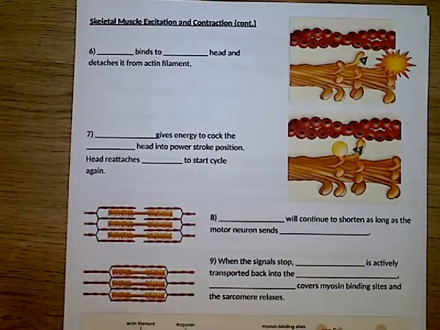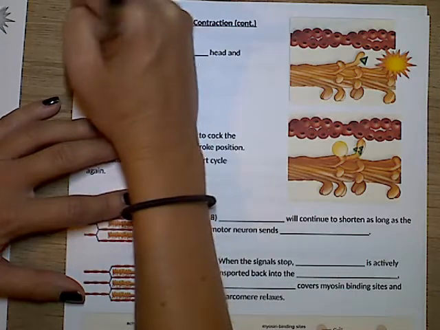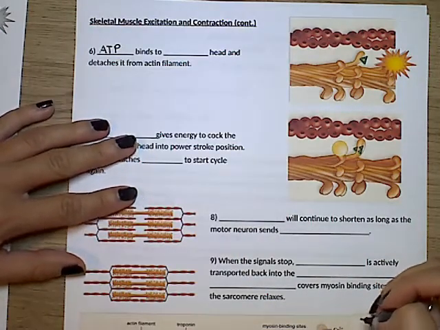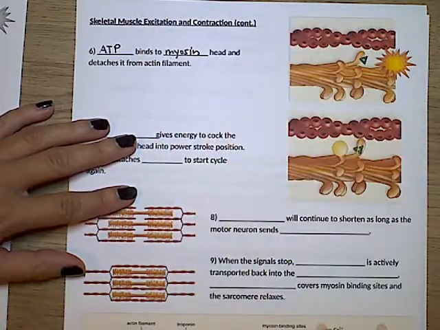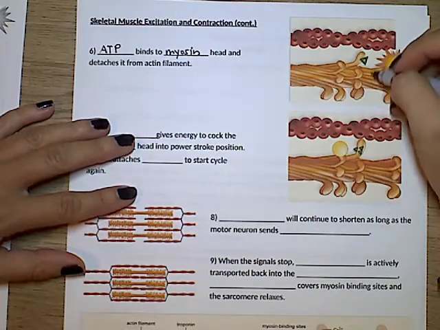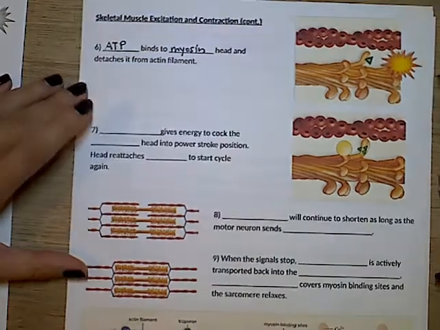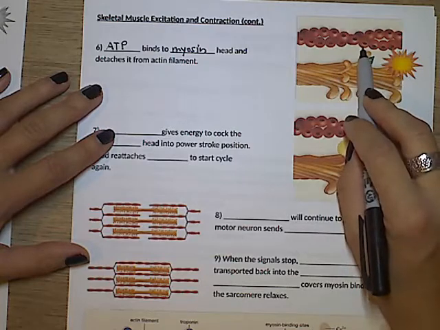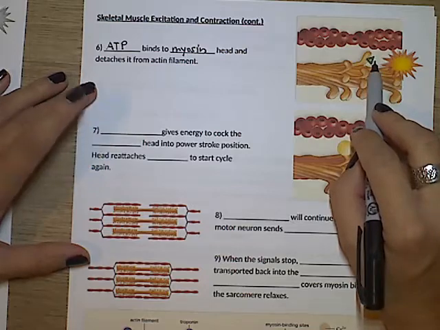Step 6. Of course, we've got to have good old ATP here. Remember, that's adenosine triphosphate, the energy currency that cells use. It binds to the myosin head, which will cause it to detach from the actin filament. So that myosin head has attached here, it's done its power stroke, and then ATP resets it back so it can do it again.